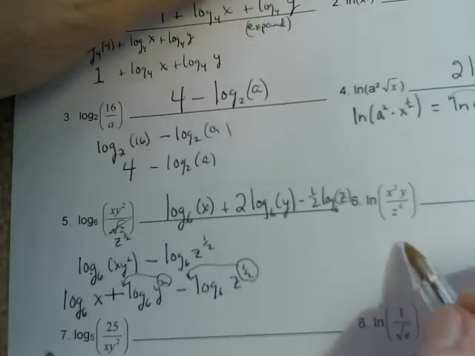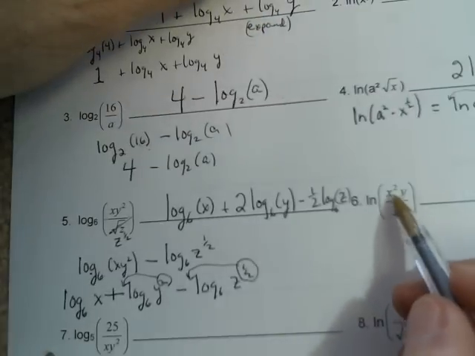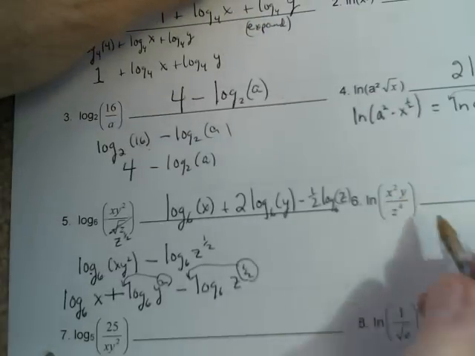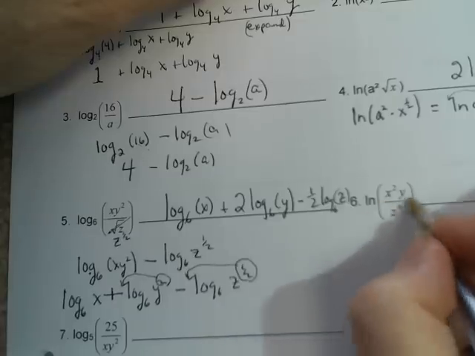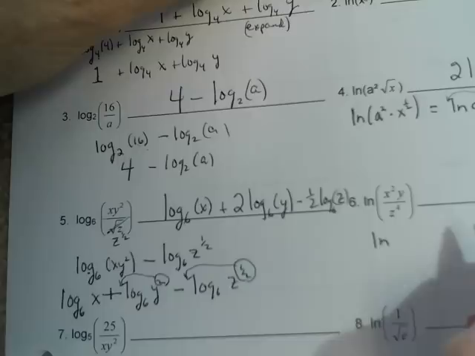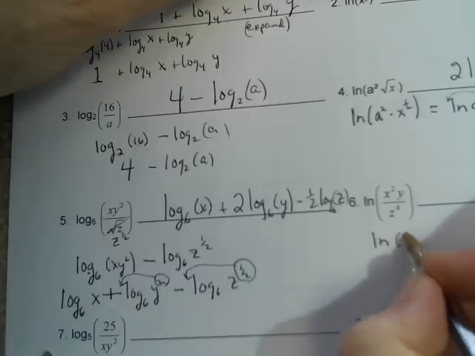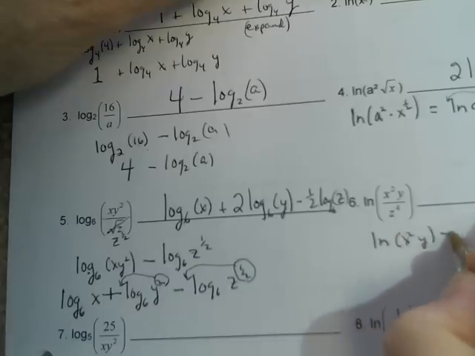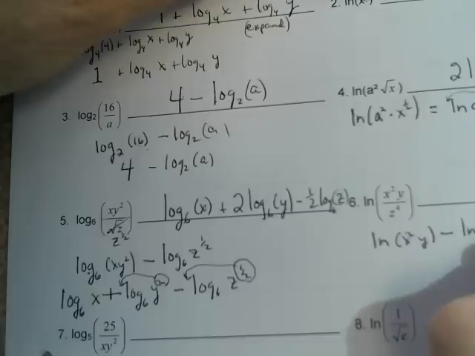Number 6, we have a natural log. Again, we're going to use the product rule, the quotient rule, and the power rule, all 3 in this one. So first, use the quotient rule. This splits out into the natural log of x squared times y minus the natural log of z to the 4th. Make sure you write 2 logs.